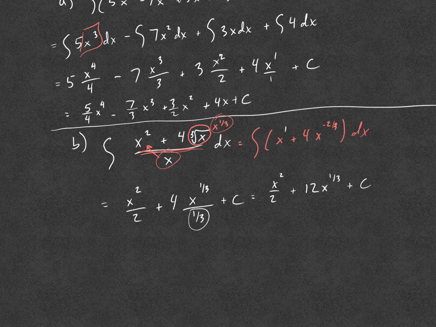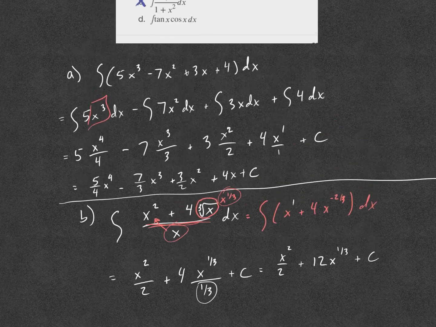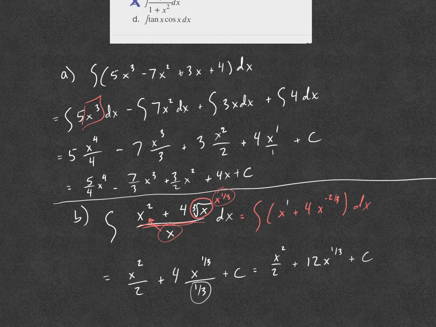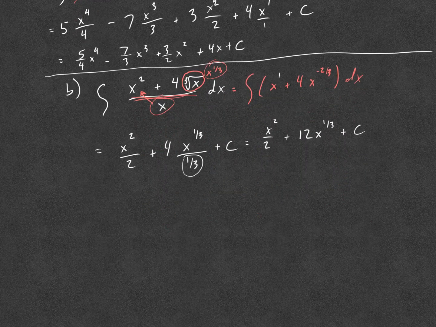And either of these, a or b, we could certainly check by taking the derivative, and you should get the original function. Finally, we have the d that was up there. I had to remind myself what it was. This is d: the integral, antiderivative, of tan x cosine x dx.